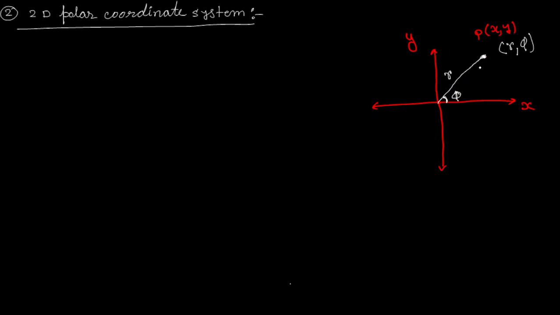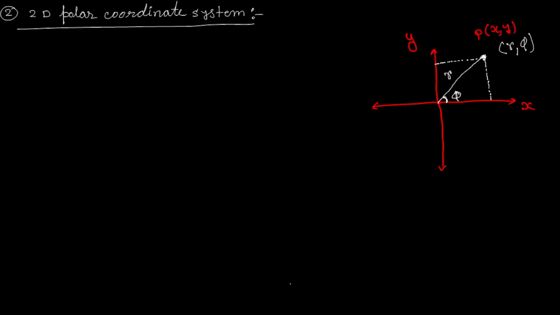But what is the main point here? Either if you represent this point in the 2D polar coordinate system or in the rectangular coordinate system, both represent the same point with respect to the same coordinate system. So there must be some relations between x, y and r, phi. They will be somehow related to each other. So for that, I am drawing a perpendicular from this point P on the x-axis, and also a perpendicular on the y-axis from this point P.